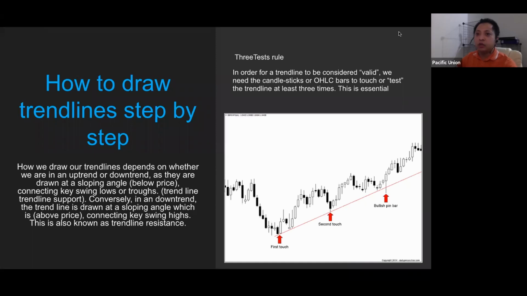But there is one rule to this. To do this, you have to make sure that you have the three test rule. To make sure that your trend line is valid, you need to have a three test rule. And what is a three test rule? In order for a trend line to be considered valid, we need the candlestick or the bar to touch or test the trend line at least 3 times to make sure it's valid. Okay, so what does that mean?